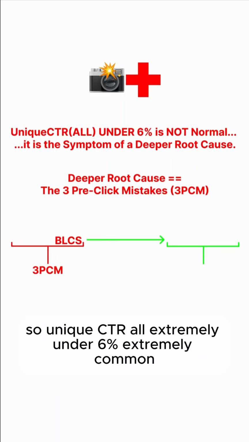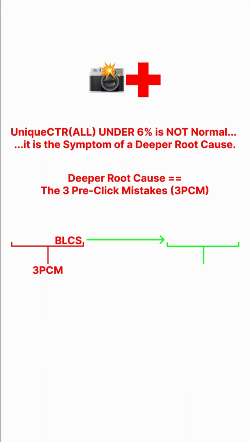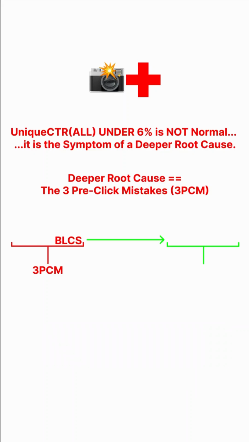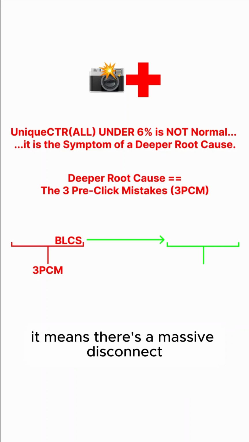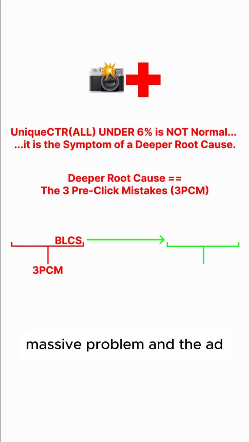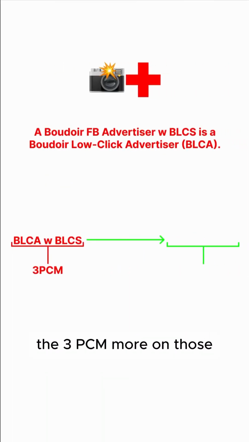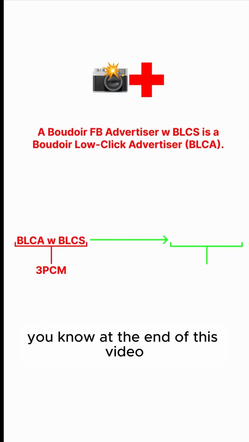Unique CTR all extremely under 6% is extremely common. It's the most common thing I see with Boudoir Facebook advertisers. But it's not normal. It means there's a massive disconnect, a massive problem in the ad. And the deeper root cause is the 3 pre-click mistakes, the 3 PCM. More on those at the end of this video.